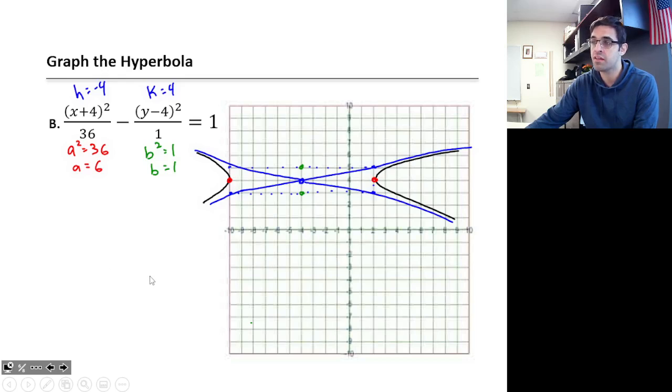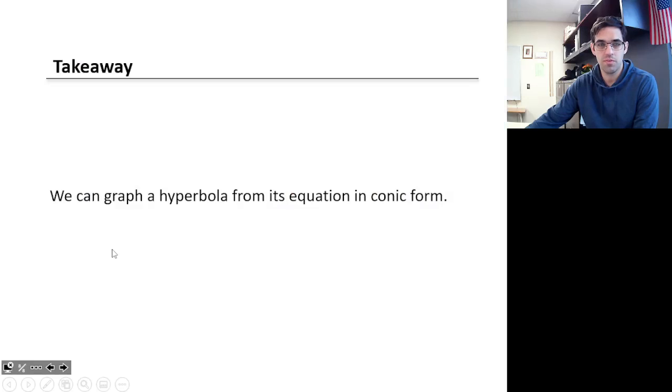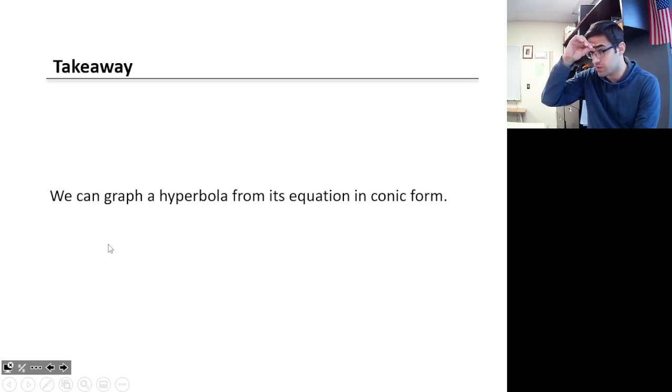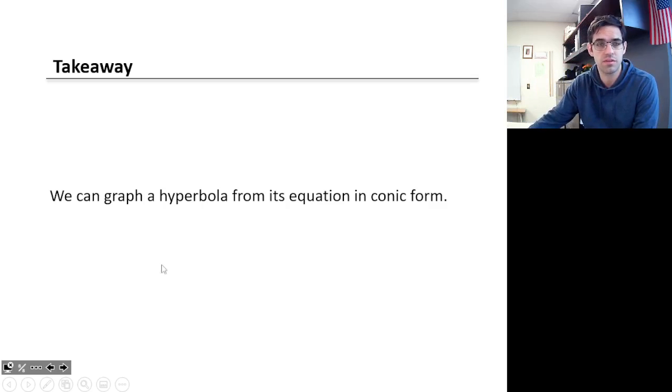On Delta Math, I think you have to locate the center. You have to create this box using the vertices and covertices, and then it does the rest for you. You just have to say if it's up, down, or if it's left, right. Hopefully that's pretty straightforward. I know you guys hate the sketching ones, so I tried avoiding those questions on Delta Math for your assignment. Good luck.